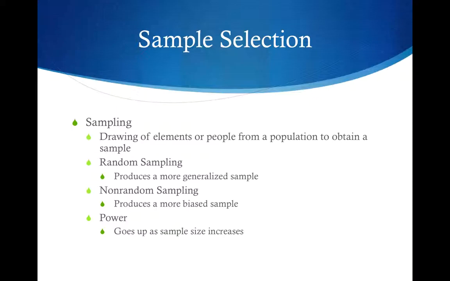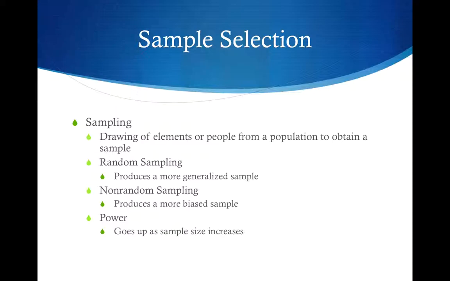And there are times where you would use this, but if you can use a random sample, it produces a much more generalized sample, so you could generalize it to the population as a whole. And researchers would be able to conduct your study and hopefully come out with the same outcomes more often.